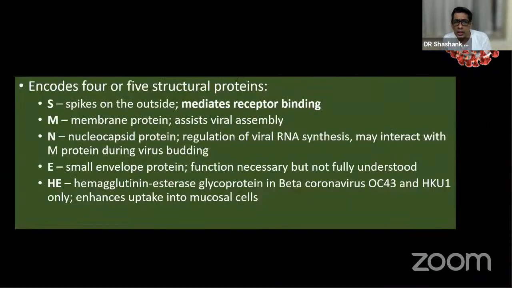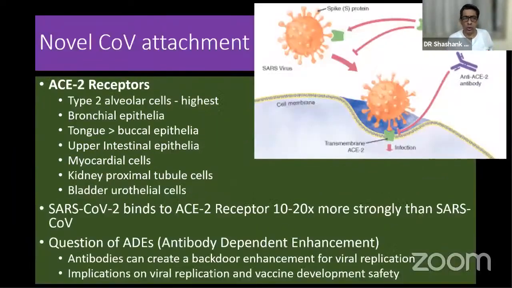We also know that each of the structural proteins we understand better, because to understand the Delta variant and the third wave, we now know that the spike protein is crucial for receptor binding. The membrane protein is essential for viral assembly. The nucleocapsid protein is very important for RNA synthesis and also interacts with the M protein during virus budding. The E protein is a very small envelope protein. It is important for function, but it's still not fully understood. And then, of course, we have the HE, the hemagglutinin esterase glycoprotein of the beta coronaviruses, which the doctor from Singapore is alluding to, whether it uptakes on the mucosal cells.